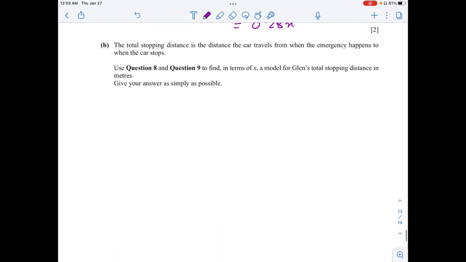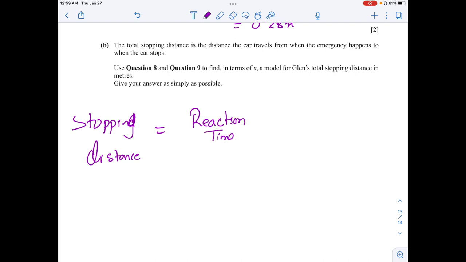The total stopping distance is the distance the car travels from when the emergency happens to when the car stops. Use questions 8 and 9 to find, in terms of x, a model for Glenn's stopping distance. So what is the stopping distance? It should be the reaction time plus the mobile time plus the braking distance. This total should be the total stopping distance.